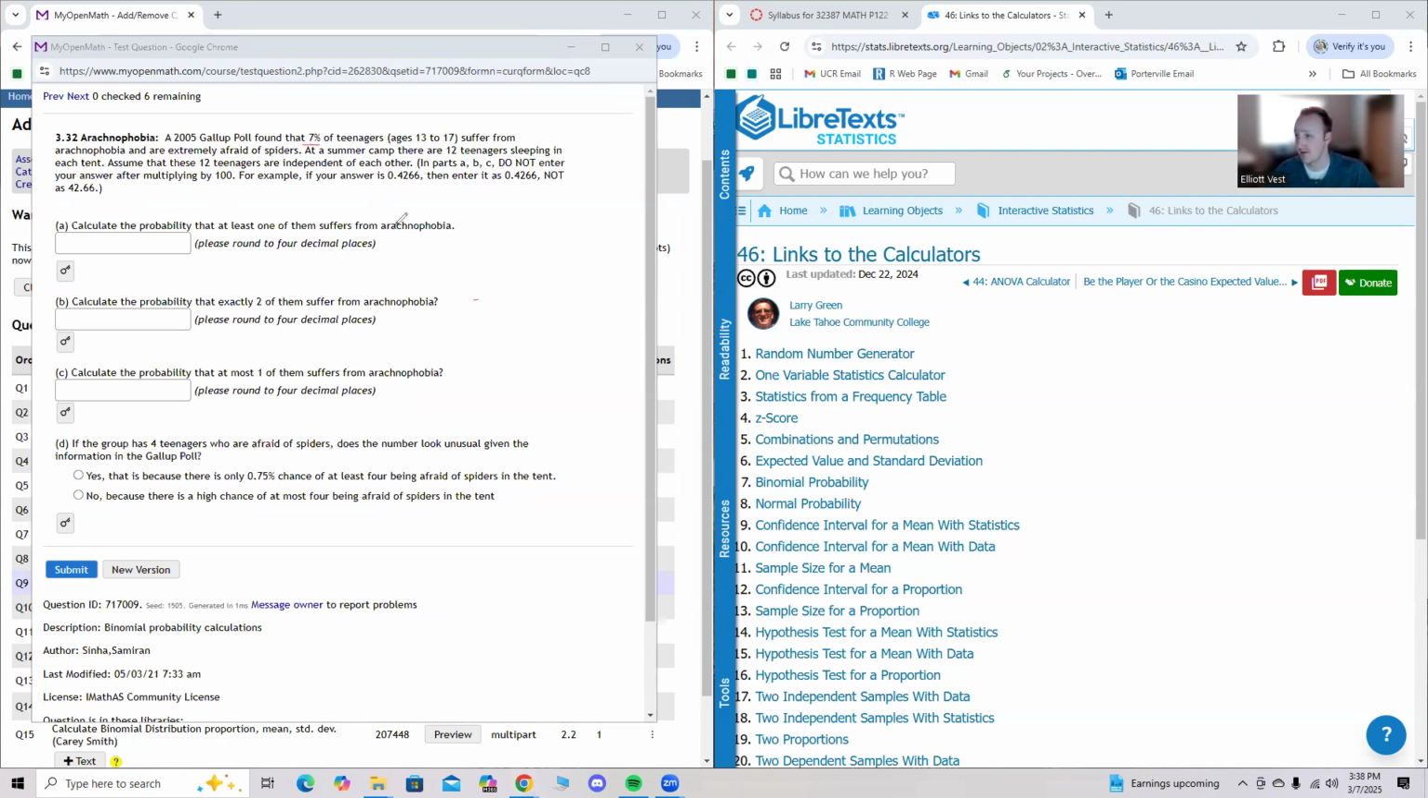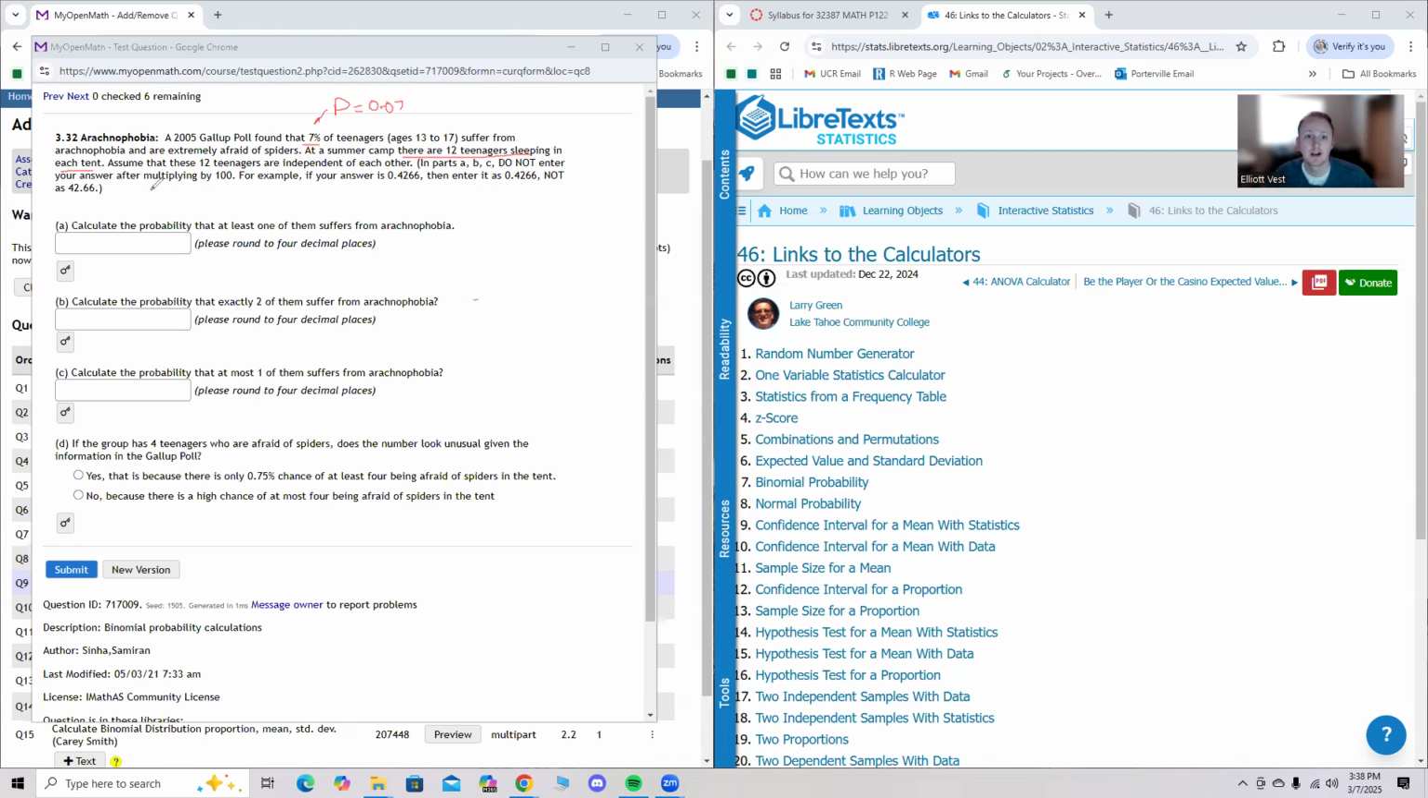We're in the binomial probability distribution section here, section 4.3. So this is what our P will be equal to, 0.07 as a percentage. They suffer from arachnophobia and are extremely afraid of spiders. At a summer camp, we have 12 teenagers sleeping in each tent. Assume that all 12 teenagers are independent of each other, so it's satisfying the probability distribution requirements.